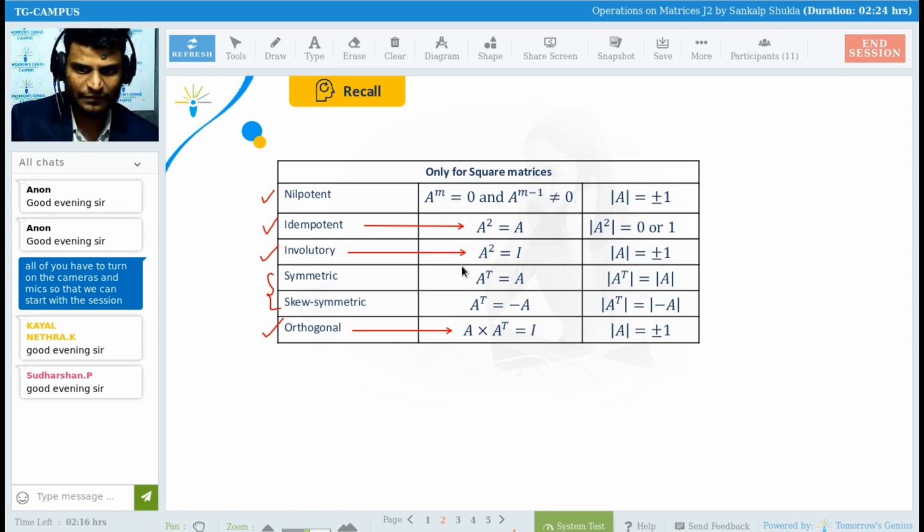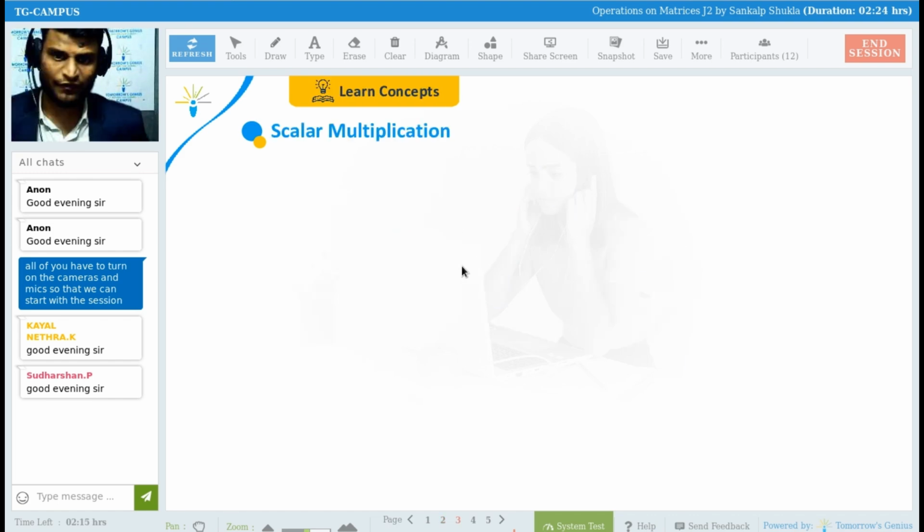Okay. Fine. So we can start with today's lecture. So in this lecture, what are we going to cover? We are going to cover some extra operations on matrices, followed by multiplication also. And we'll learn about symmetric and skew symmetric and so on. Okay. So first of all, in the multiplication of matrices, there are two types of multiplication.